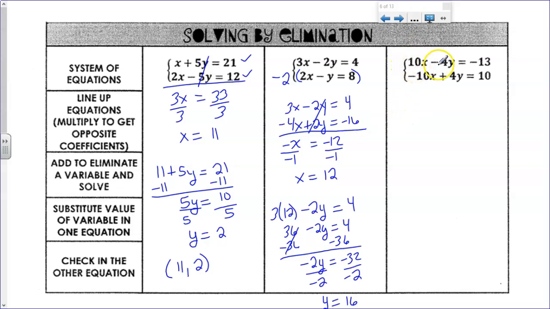So we have 10x minus 4y equals negative 13, negative 10x plus 4y equals 10. So here I can eliminate the x's because they're opposite signs. Oh, and I can eliminate the y's. So that's going to give me 0. Negative 13 plus 10 is negative 3. Does 0 equal negative 3? No. So this is no solution. This means that when I graph these, and I'm going to do it for you because we want to see these, they're going to be parallel lines. If not, I know I did something wrong.